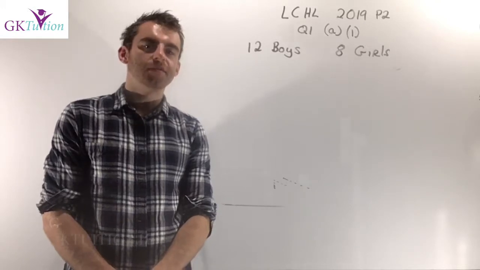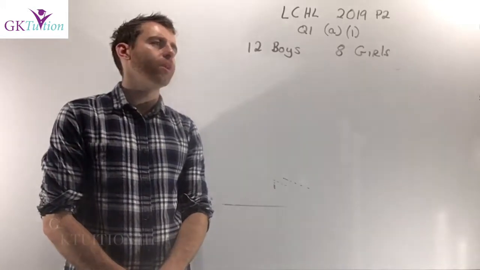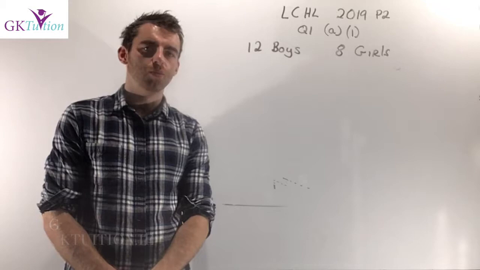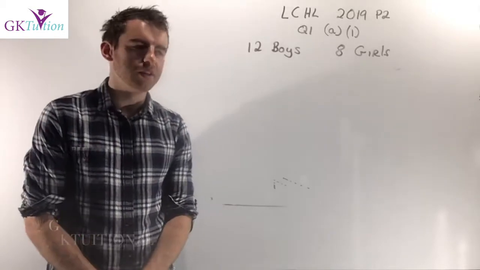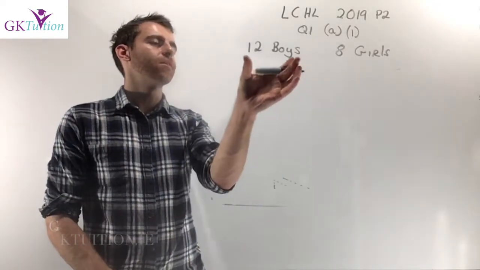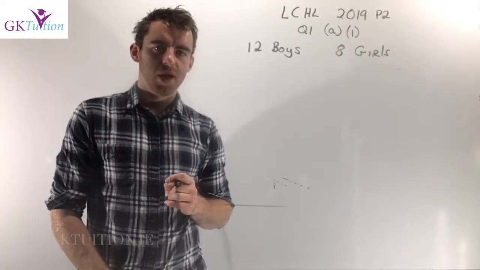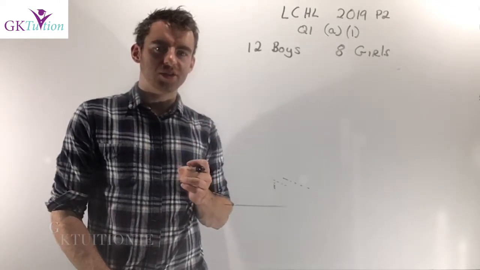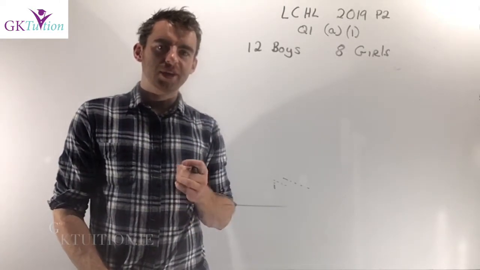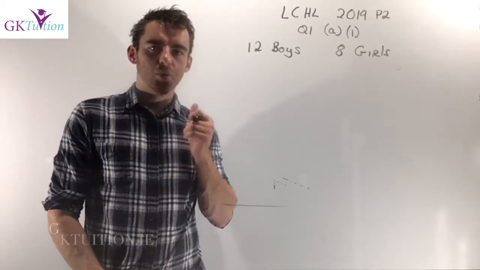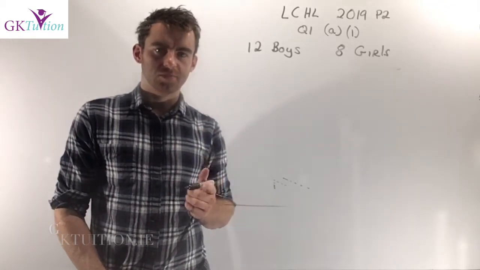Now the question that I've chosen to go through here is 2019 Paper 2 Question 1. In this question we're told that there's a class containing 12 boys and 8 girls. We're going to randomly select 2 students from the class, and we need to find the probability that one of them is a boy and one of them is a girl.